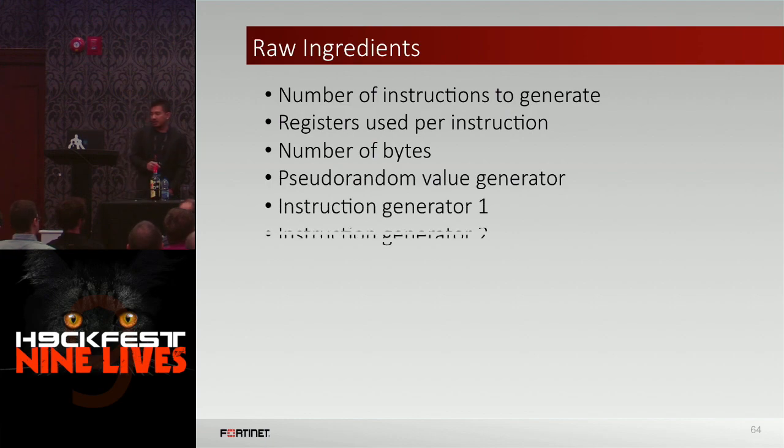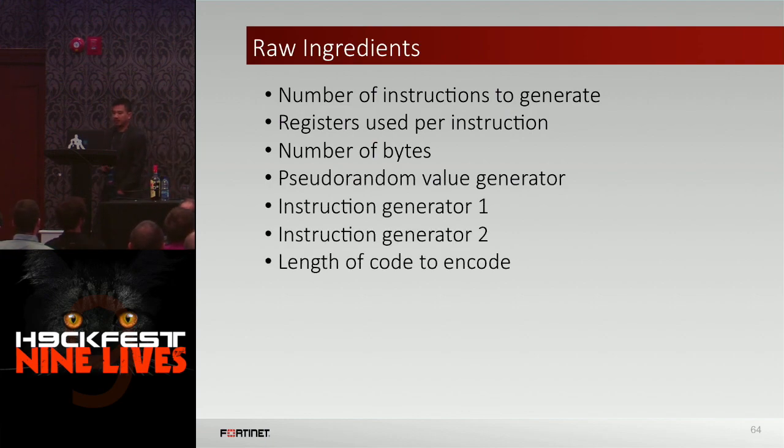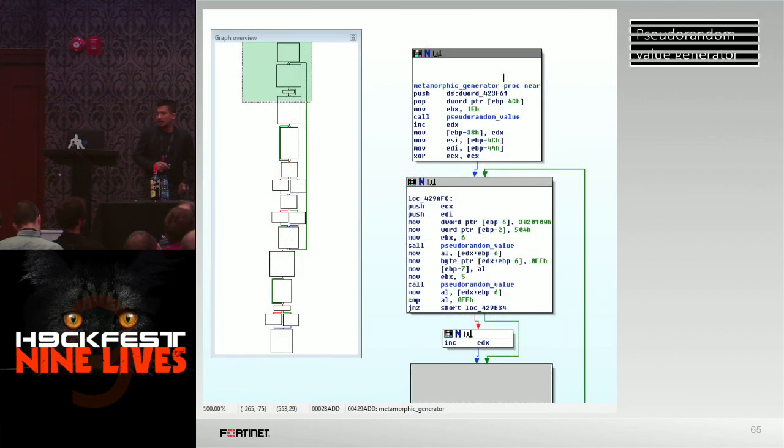There are different ways to generate the metamorphic engine, but we're going to focus on Virlock. Virlock uses different instructions to generate the registers. It uses different numbers of bytes. It has a pseudo-random value generator. It generates different sets of instructions. We'll see that later. And of course, it has a different length of code.